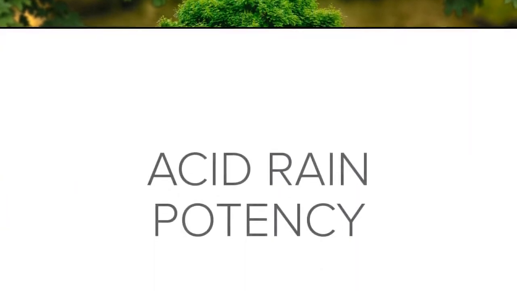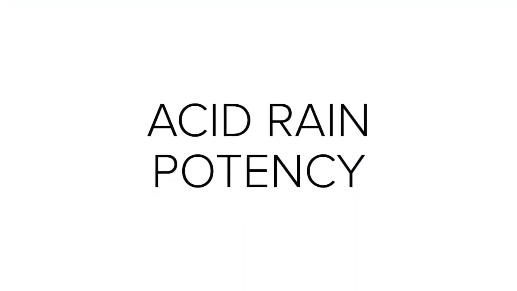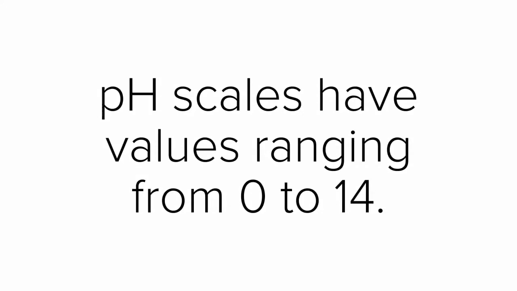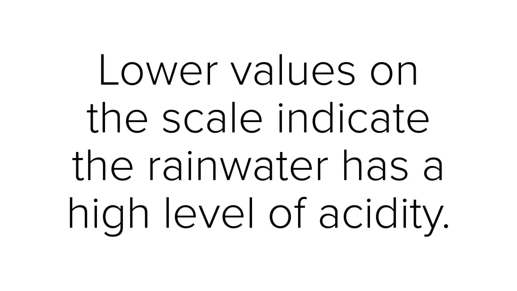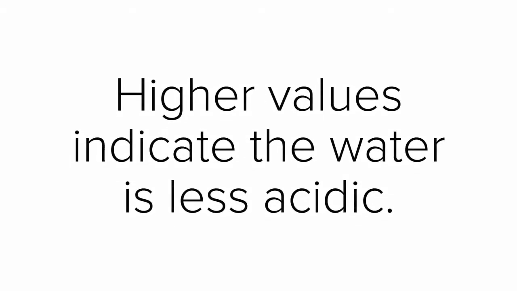Acid rain potency. This refers to the level of acidity of acid rain. Acid rain potency can only be determined by measuring the pH value of collected rainwater samples. A pH scale can indicate how basic or acidic the precipitation is. pH scales have values ranging from 0 to 14. Lower values on the scale indicate the rainwater has a high level of acidity. Higher values indicate the water is less acidic.